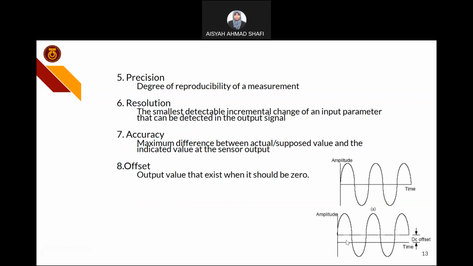We know that for the alternating current, for example, it has a curve like this. The middle value should be 0, but if it does not reach 0, we call the difference the DC offset.